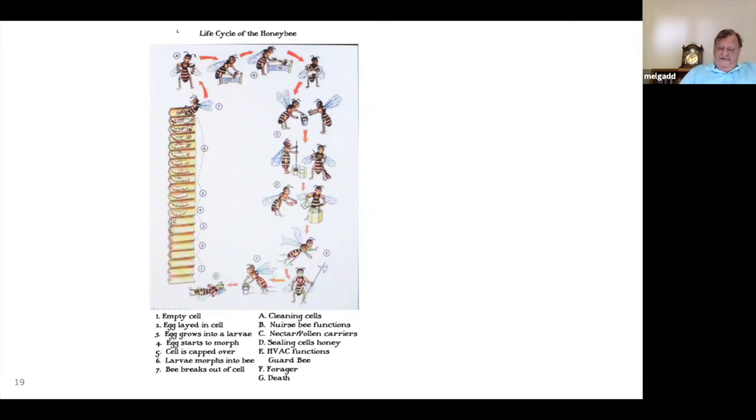And again, the last job that they do is foraging, and the bees basically will die when they're out foraging because they've aged out and run out of energy, and they go down like an airplane that runs out of gas.